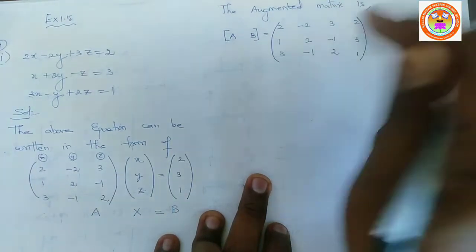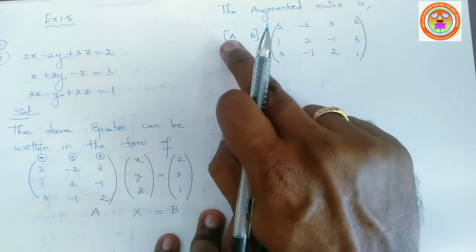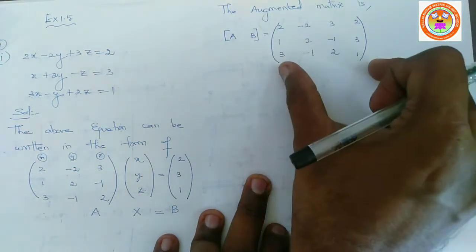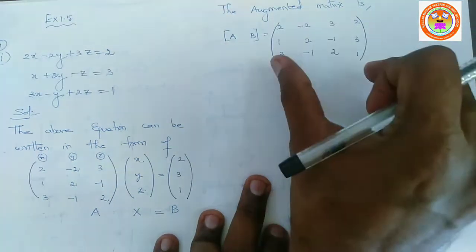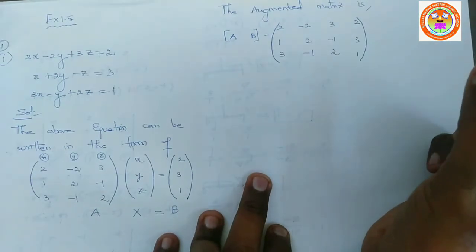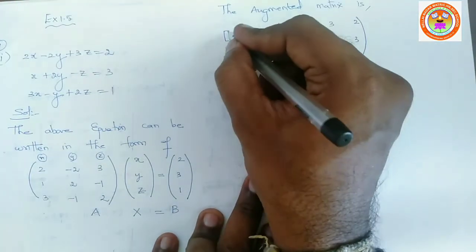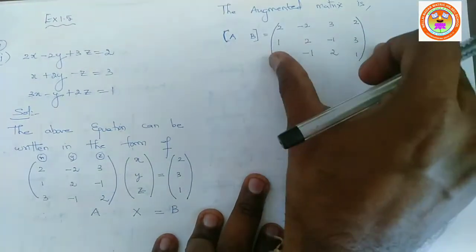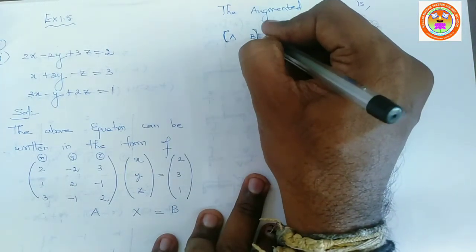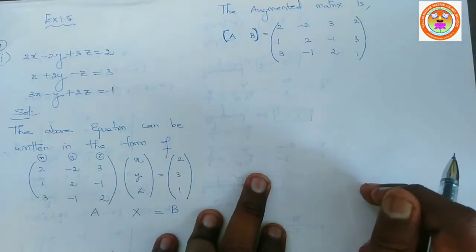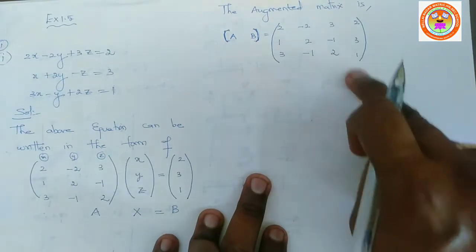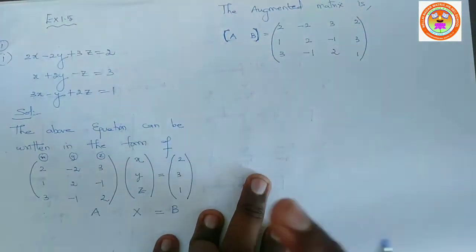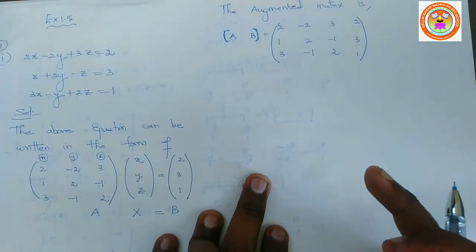What is the augmented matrix? The augmented matrix is nothing but joining the A matrix and the B matrix in one matrix. You can put brackets of this type, no problem. Because I use this type of bracket, I can use this type of bracket on both sides, no problem. You can use any type of brackets. So this is the joining of two matrices.